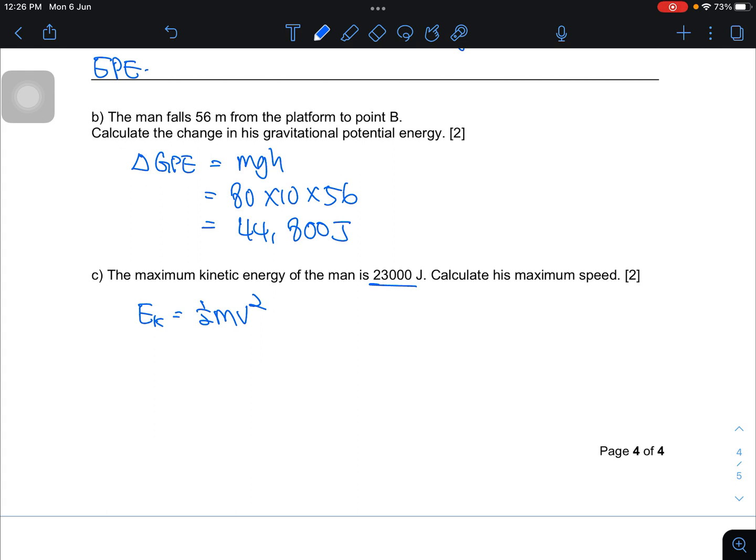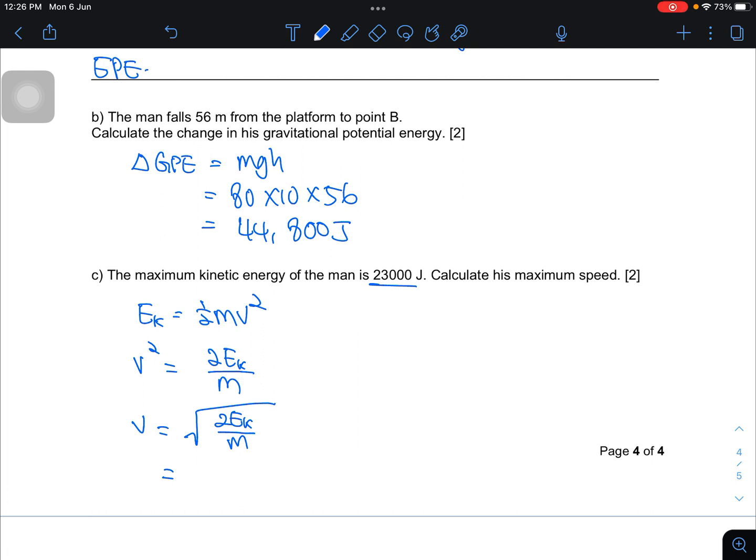So how do I play around with the algebra? I'm going to move the half over, and I'm going to move the m over. So V squared equals 2 kinetic energy over m. In between, yes, I skip steps. If you cannot understand, please pause the video and try to manipulate it yourself step by step. Bring the half over, it is times 2. Bring the m over, it is divided by m. So V equals square root of 2 KE over m.